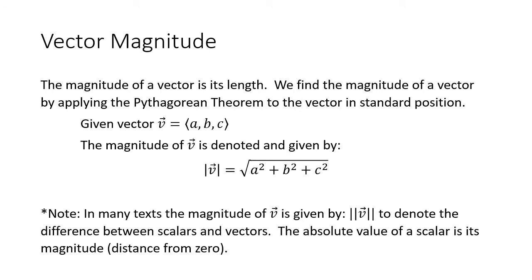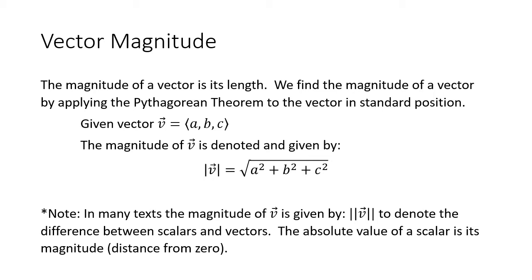Now, one of the first important qualities about a vector is its magnitude. The magnitude of a vector is also its length. We're going to find the magnitude of our vector by applying the Pythagorean theorem to that vector in standard position. So if I'm given a vector in 3 space, given by the components a, b, and c, the magnitude of that vector is going to be given by that 3-dimensional Pythagorean theorem. That's the square root of a squared plus b squared plus c squared.